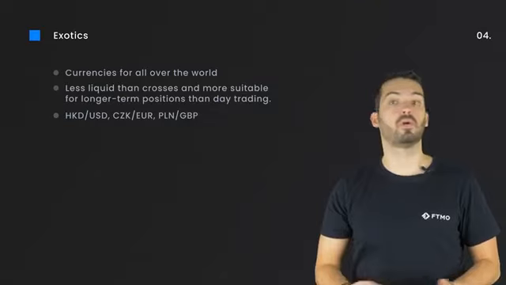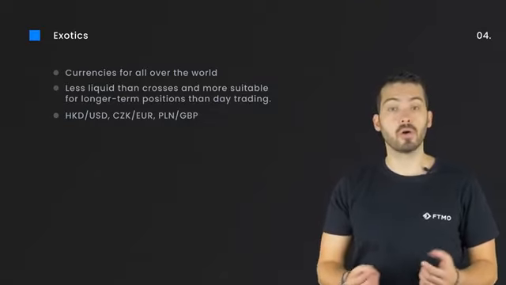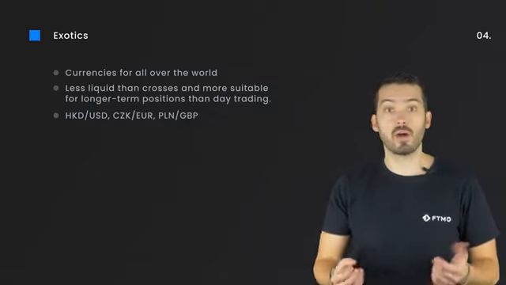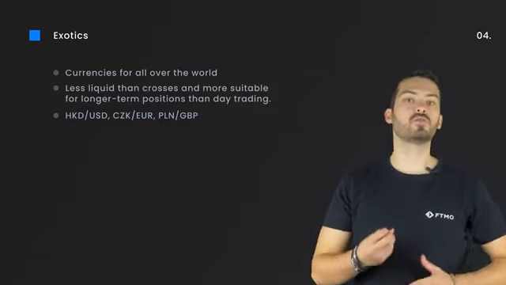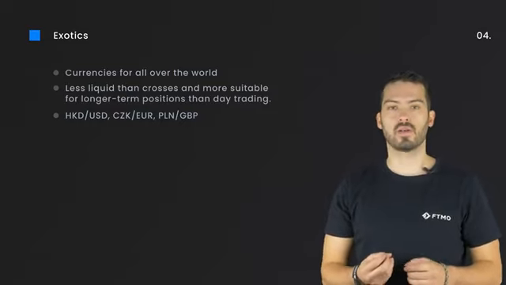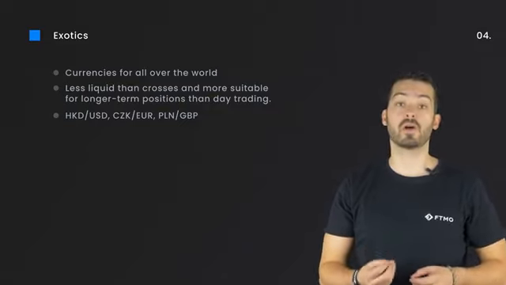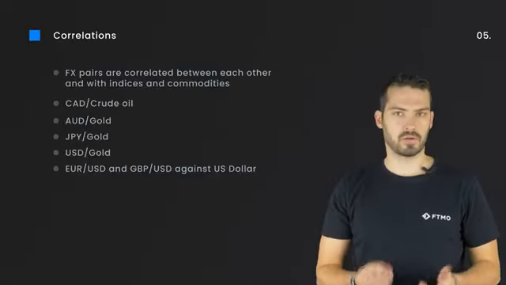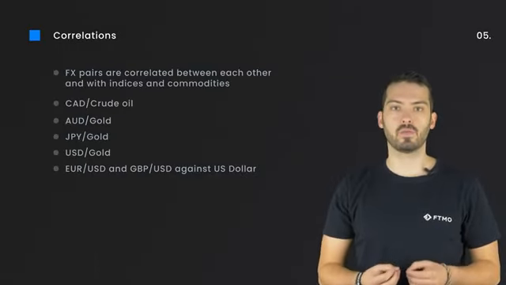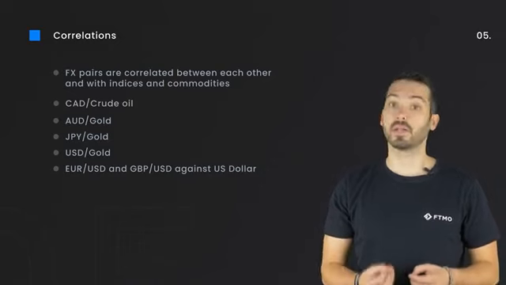We can find there Polish zloty, Hungarian forint, Hong Kong dollar, Swedish crown, Czech crown, and there are many more. These are usually even less liquid than crosses and more suitable for longer-term positions than day trading due to the higher spreads. Correlations. Some of the major currencies are tightly correlated with both indices and commodities.